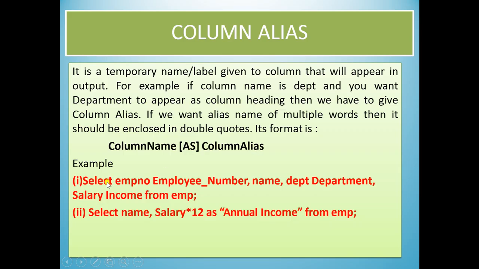See example, select EMP number as employee number, name, department as DPT, then department, salary as income from EMP. Here you will write department as department. Okay, the as is missing here. Now see another example, select name, comma, salary multiply by 12 as annual income from EMP.